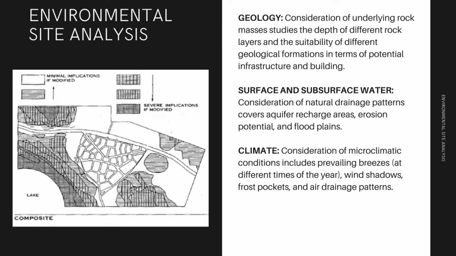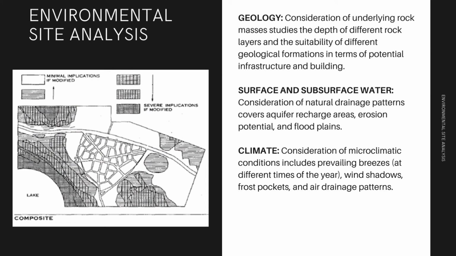Sixth is the surface and subsurface water. Consideration of natural drainage patterns covers aquifer charge areas, erosion potential, and floodplains. So, subsurface drainage is a process of removal of water which has infiltrated into the soil. The goal of constructing subsurface drainage systems is to remove the water held in the upper layers of soil to ensure enough supply to the root zone, as well as, when constructing a building, that the soil is not damaged.